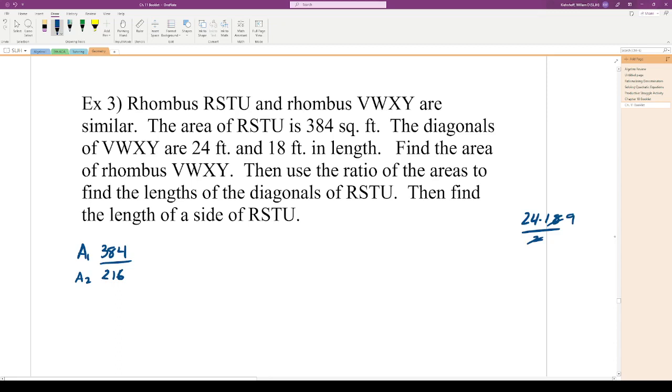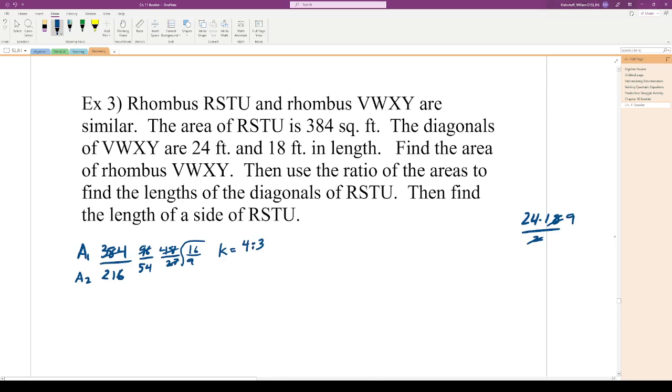Okay, so 384, is that divisible by 4? Yes. I don't know what these are divisible by, so I'm just going to do 4. That would be 96 over 54. Those are still divisible. No, that's divisible by 2. So that's 48 over 27. That's divisible by 3. That's 16 over 9. Great. We ended up with perfect square numbers. I was kind of hoping we would. So square root that. Our k is going to be 4 to 3.